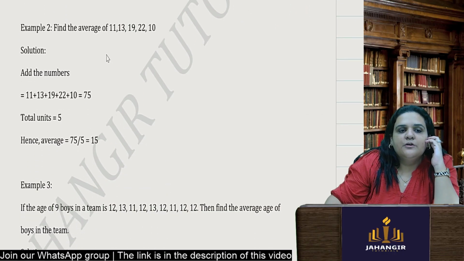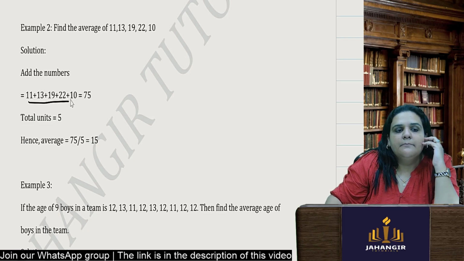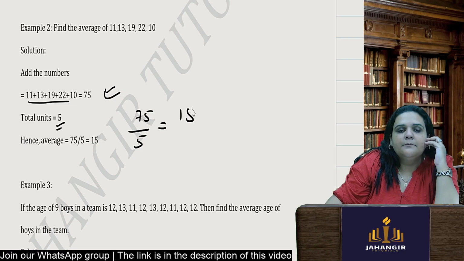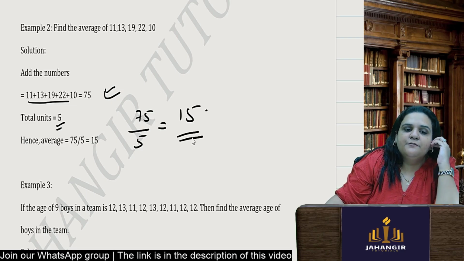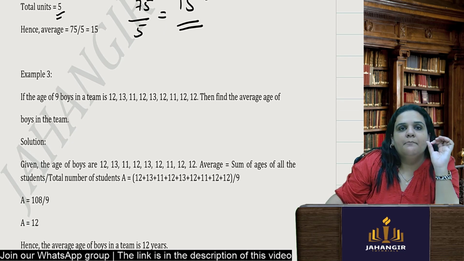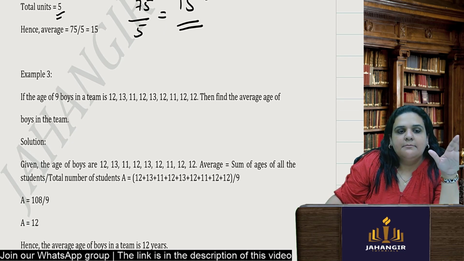Find the average of 11, 13, 19, 22 and 10. When I add all the numbers, the answer is 75 in total. The number of observations is 5. So 75 divided by 5 will give me 15. Average is 15.